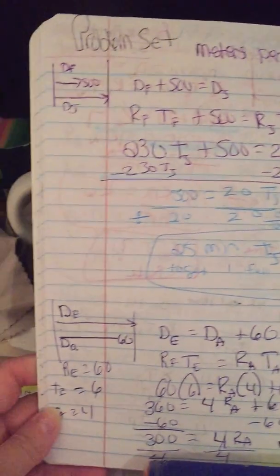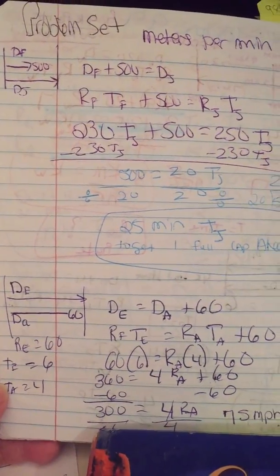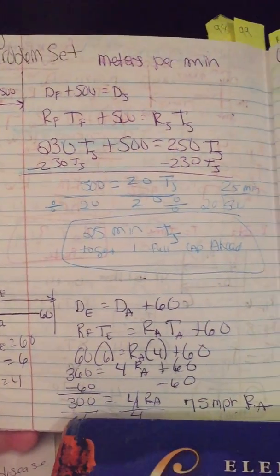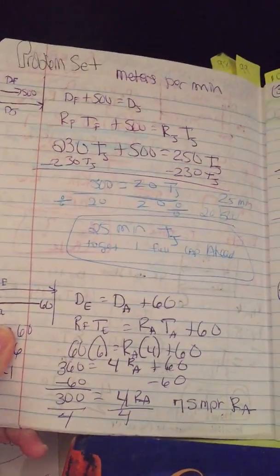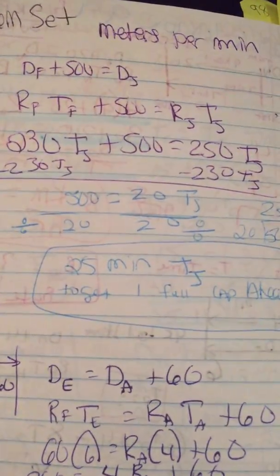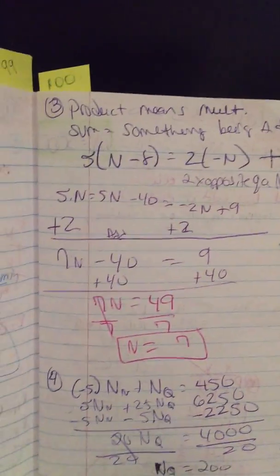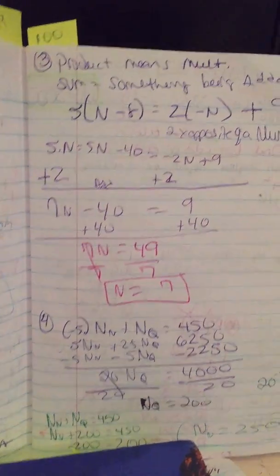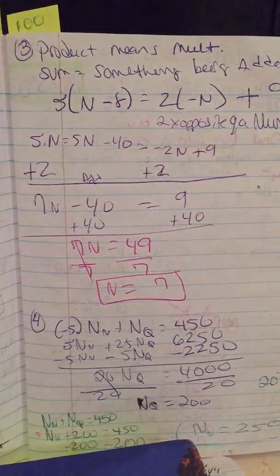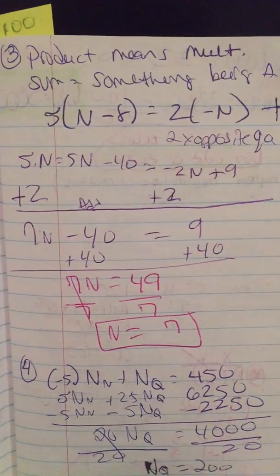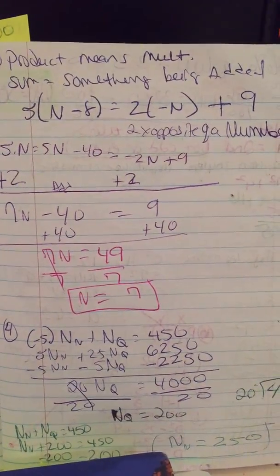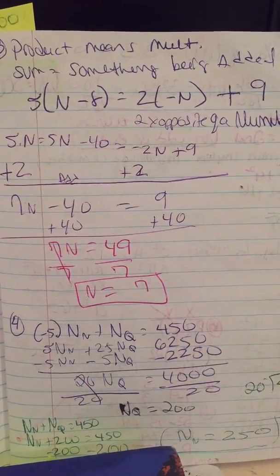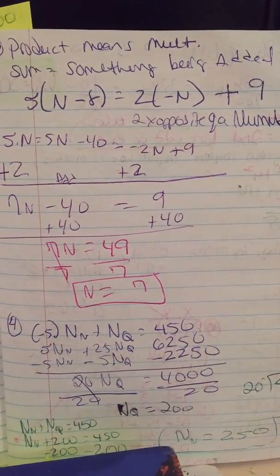Problem set, meters per minute. Remember, you can always pause these. If I go too slow or fast, you need to kind of watch it. So I wouldn't fast forward, but I would definitely pause and repeat anything you don't hear quite right. The product, of course, always means that you're multiplying, and a sum means you're adding.